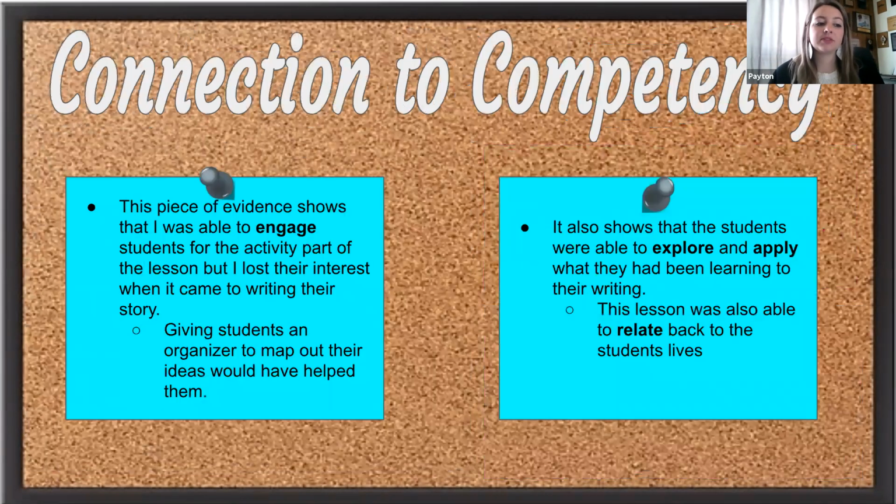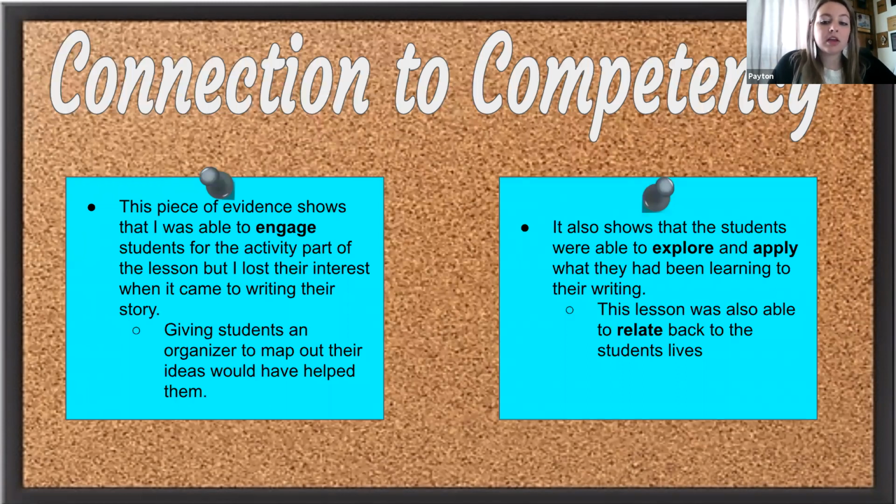This artifact connects to my competency statement because it shows that I did a better job of getting my students engaged for most of the learning process, but they had fun adding descriptive words about the smells, but struggled adding it to their writing. It shows that I was able to plan an activity where they could apply their previous knowledge about writing and also take what they're learning from this lesson and apply it to their writing in the future.